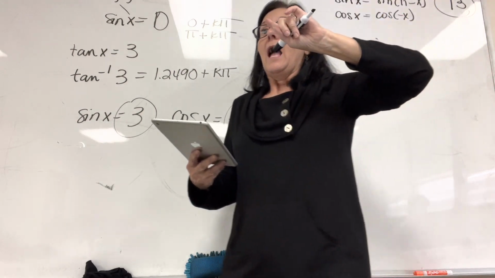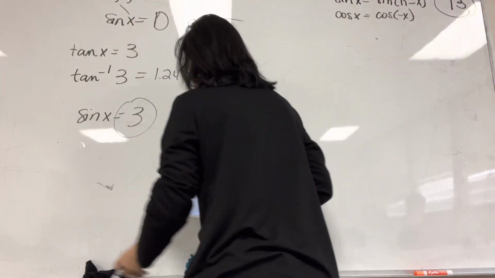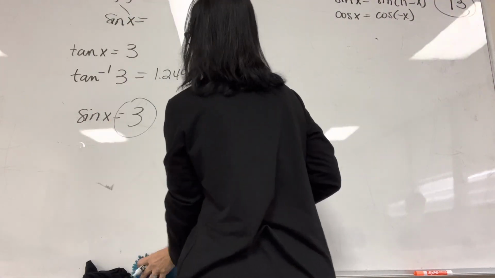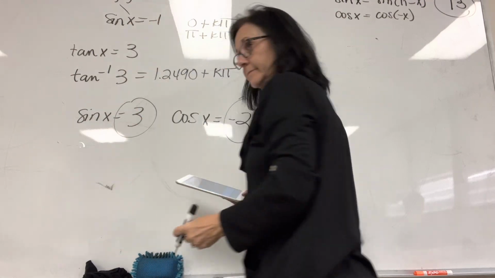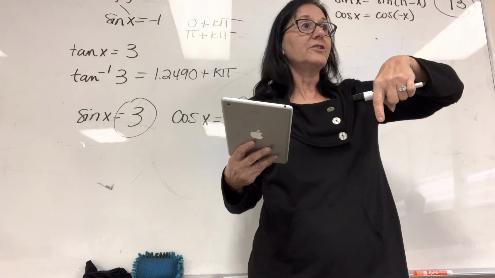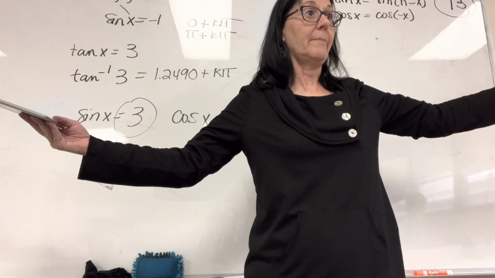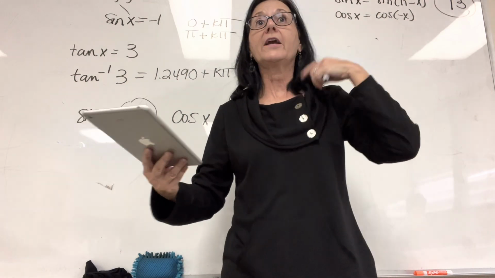Got it? Okay. How many times in one period does the sine equal -1? Once. Where? At 3 pi over 2. So it would just be 3 pi over 2 plus 2k pi. All right, cosine.